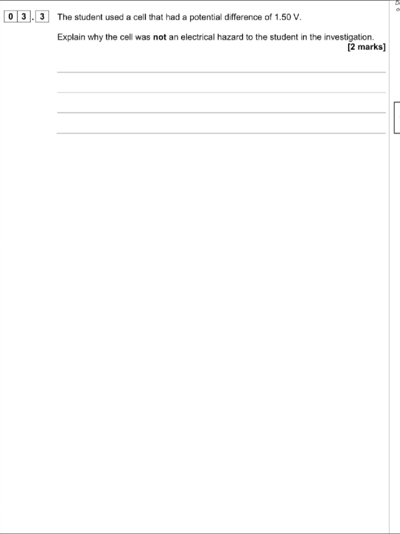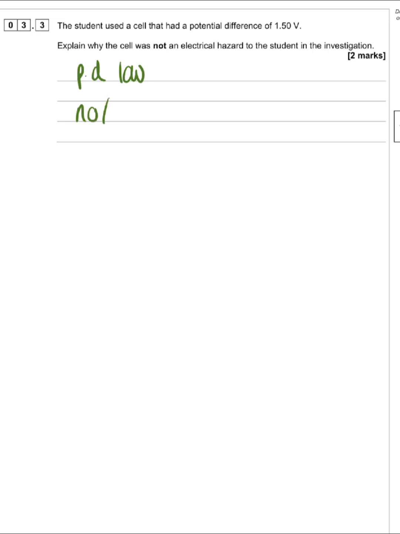Student uses a cell that has a PD of 1.5 volts. Explain why the cell was not an electrical hazard. So when we're explaining, we're being asked to say, well, what is the hazard that could be caused, and why does this instance not leave that as a hazard? So what we've got here is a very low PD. And what that means is there's no or less risk of electric shock.